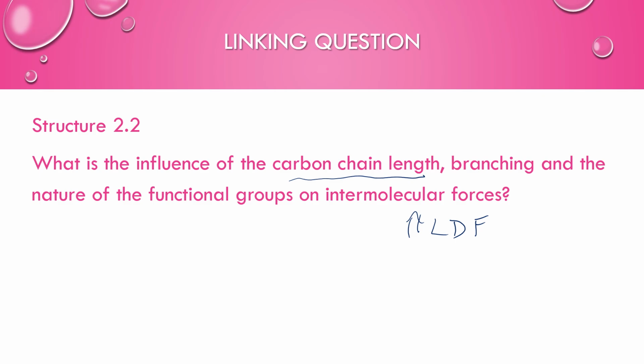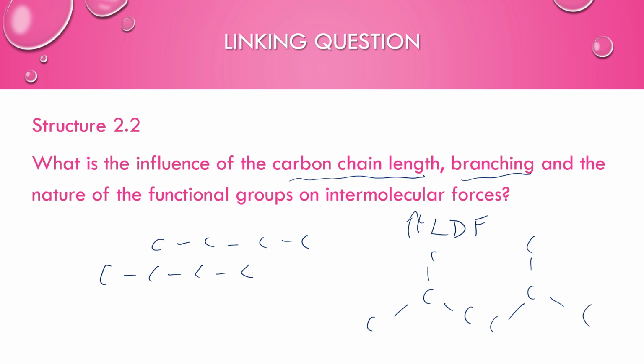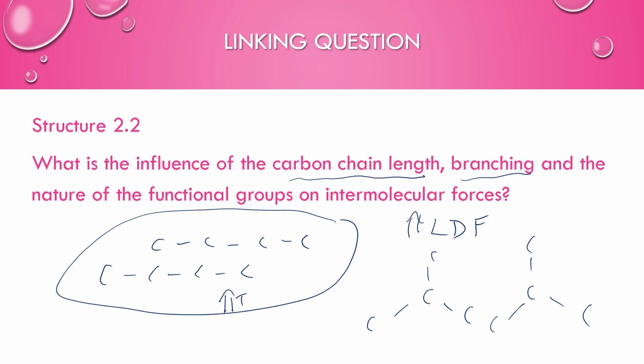We didn't talk about branching a lot in this section, but effectively, if you have very long chains, it's very easy for them to stack and stick together. But if you have branches, they are less able to stack together. So the straight chain ones are going to have more intermolecular forces and take more energy to break apart, whereas the branched ones are going to have less of those intermolecular forces, lower melting points, lower boiling points, more volatility.